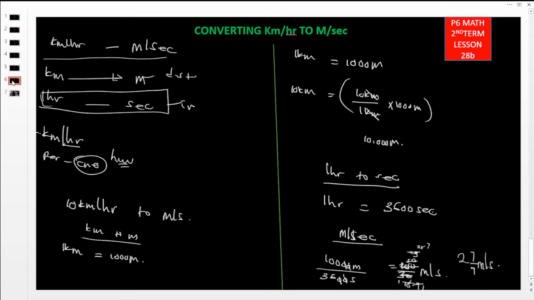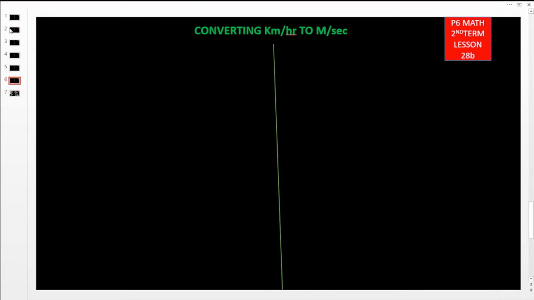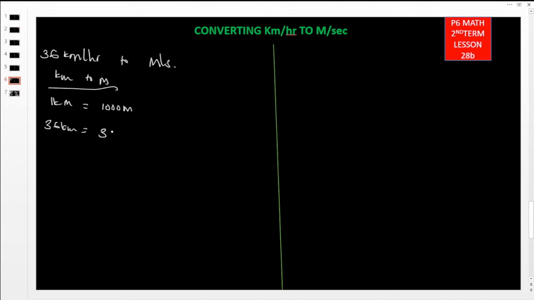Okay, let us get another example. Let us convert 36 kilometers per hour to meters per second. We are changing kilometers to meters. The leading statement is 1 kilometer is equal to 1,000 meters. How about 36 kilometers? It is 36 kilometers out of 1 kilometer times 1,000 meters. Kilometer with kilometer cancels, so we get 36,000 meters. This is the first step.